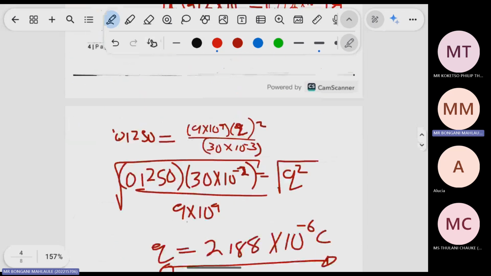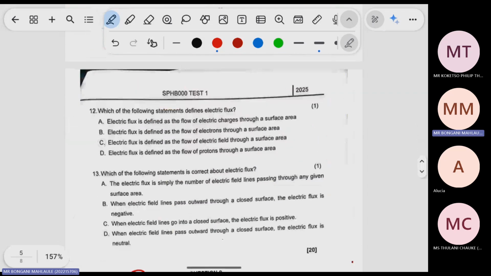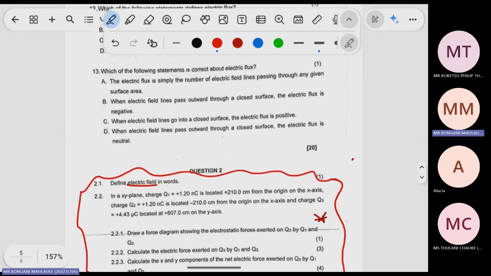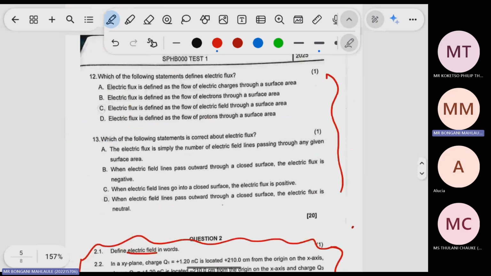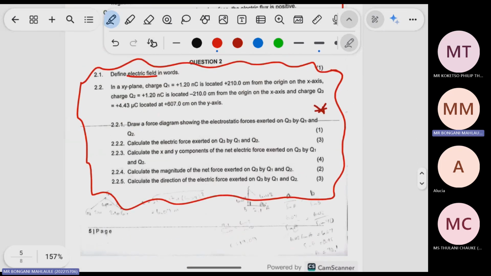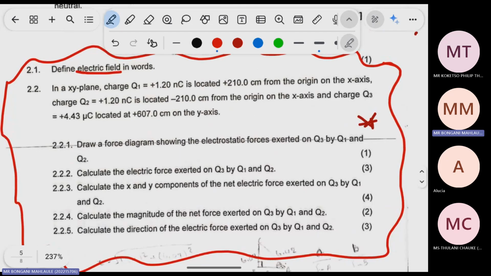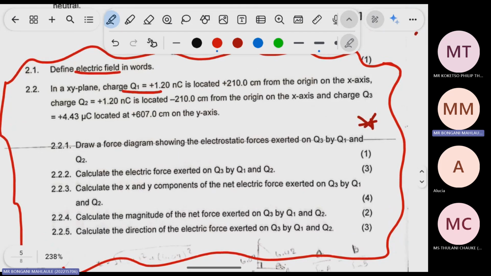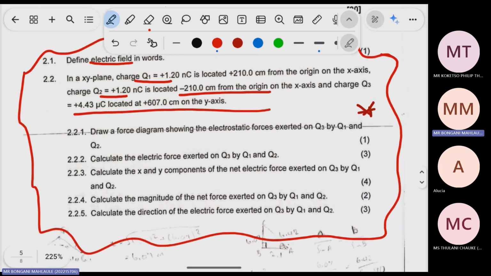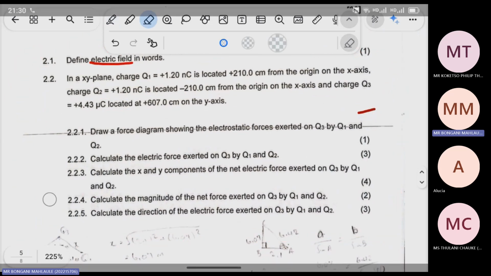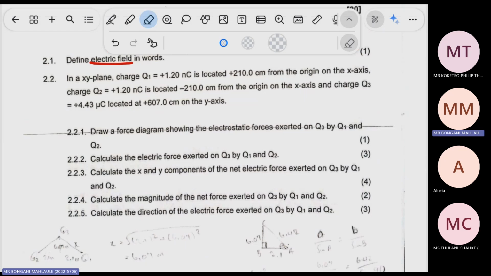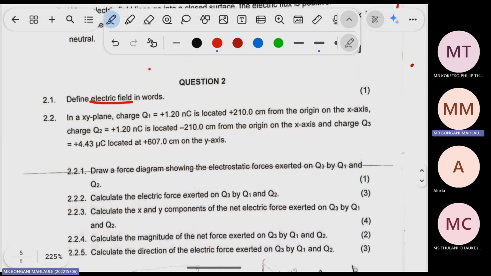So for now, let me stop here because the next question they are asking about the electric flux. So we'll stop here. Then this one, I think, let me see. Q1, Q2, Q3. Right. So okay, let's do 2.2. With the electric field, let me see.